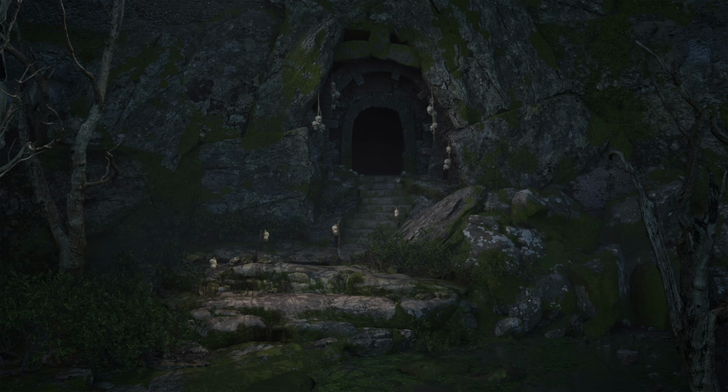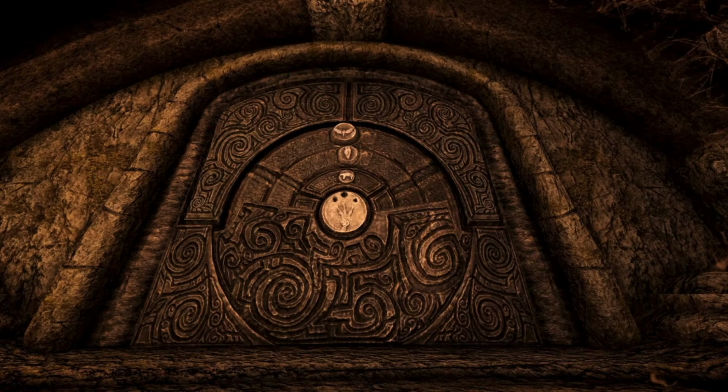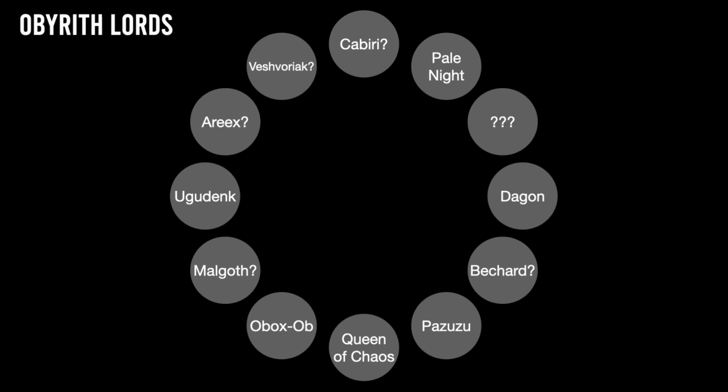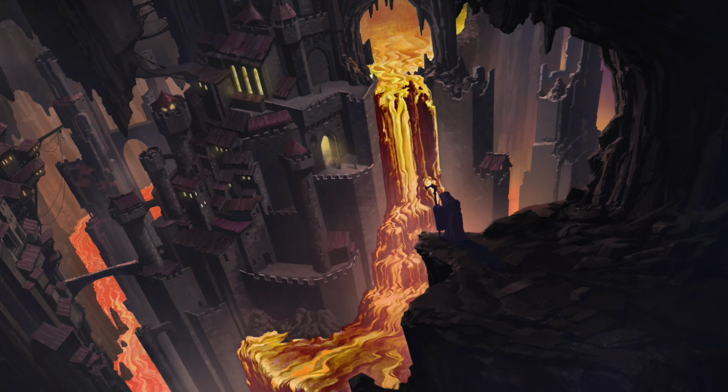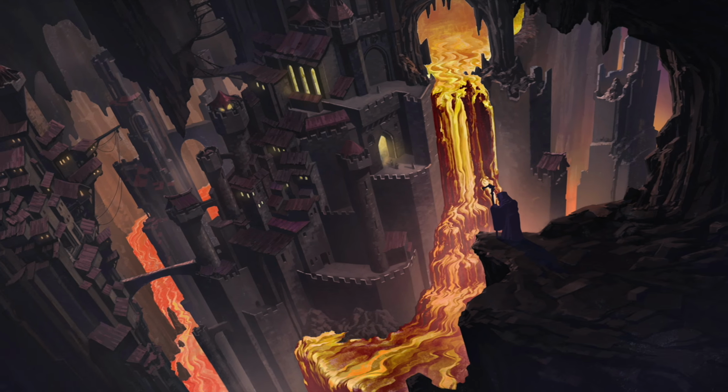The Tumulus of Abhorrence is the burial mound of Asima, the long-dead Obyrith lord, whose body remains undecaying. The Guardian of the Gates protects the entrance, and so far no one has gotten in. But her barrow is said to contain a mosaic revealing the identity of the 12 Obyrith lords, which of course in-universe are mostly secret.